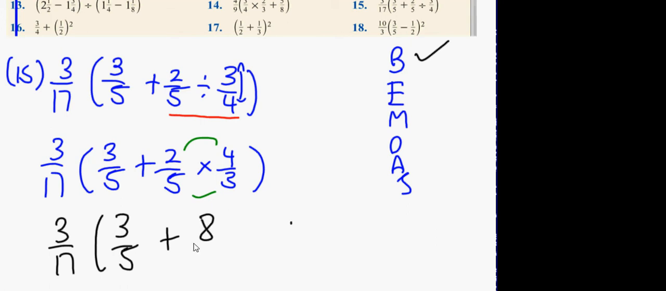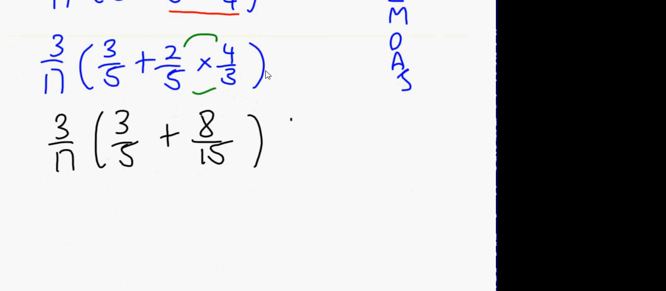Okay, 8 over 15. Now that that's done, what do you do next? I add the brackets together. And how do you do that? You need to change them to a lowest common denominator. So you need to add 3/5 to 8/15. How do you change 5 into 15? You multiply the bottom by 3 and the top by 3.